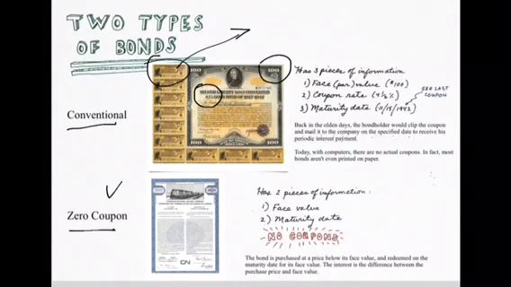The zero coupon bond does not make periodic interest payments. Instead, the buyer of the zero coupon bond buys the bond at a discount from its face value. Then, on the maturity date, the buyer redeems the bond for its full face value. Rather than receiving periodic interest income, the interest income to a zero coupon bond is the difference between the purchase price and the face value.